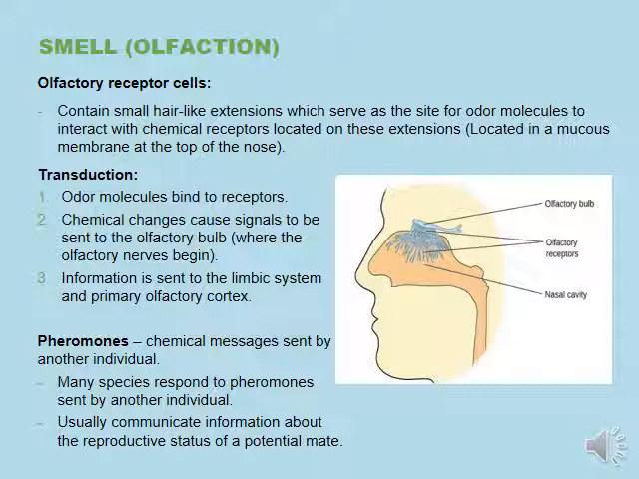Chemical changes cause signals to be sent to the olfactory bulb, and information is sent to the limbic system, and that's where the primary olfactory cortex is. And primarily it's sent to the primary olfactory cortex. So within that you have the aspect of even pheromones. So you have individuals who utilize pheromones initially for mate selection. Again, there's various debates over pheromones, but it is a key topic that can still be explored later on in the future.